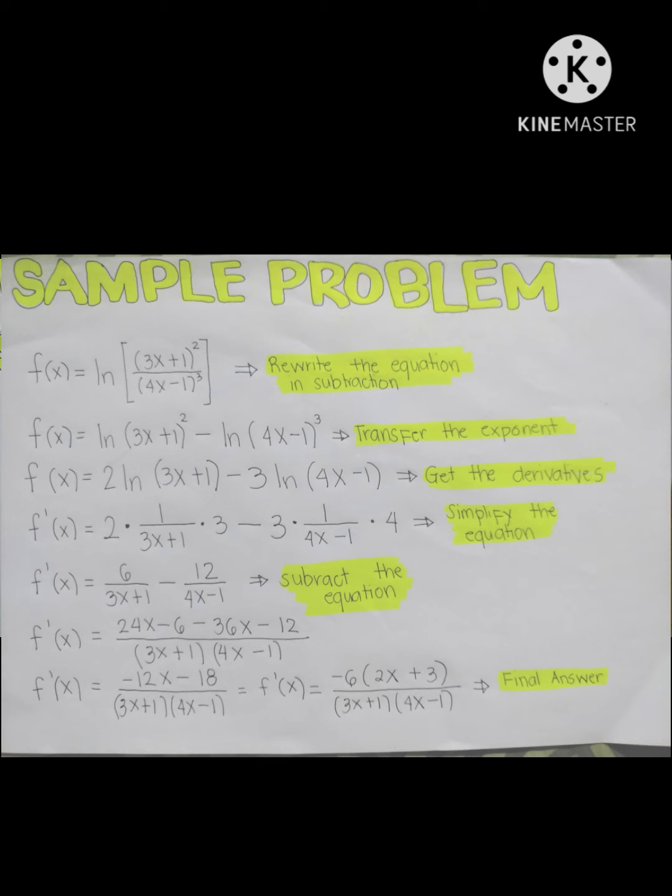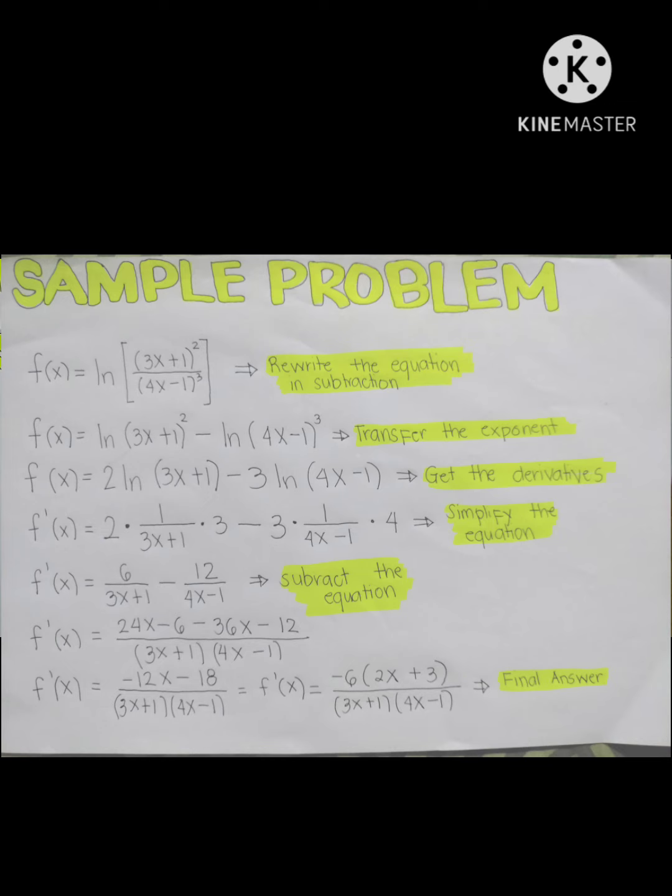Subtract the function and we have f(x) = (24x - 6 - 36x - 12) over the quantity (3x + 1) times the quantity (4x - 1). So let's simplify it. We have now the derivative of f(x) is equal to (-12x - 18) over the quantity (3x + 1) times the quantity (4x - 1).